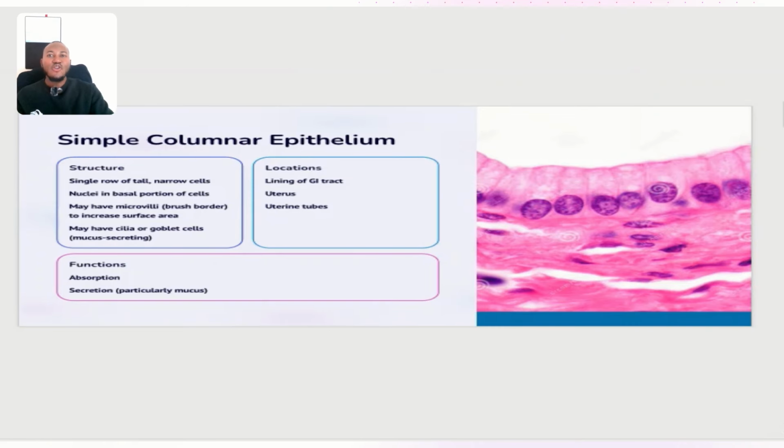Now, simple columnar epithelium, what is the function? Absorption and what? Secretion, usually. Found in where? Simple columnar, in the uterus, in the uterine tubes, in the lining of GI tract.